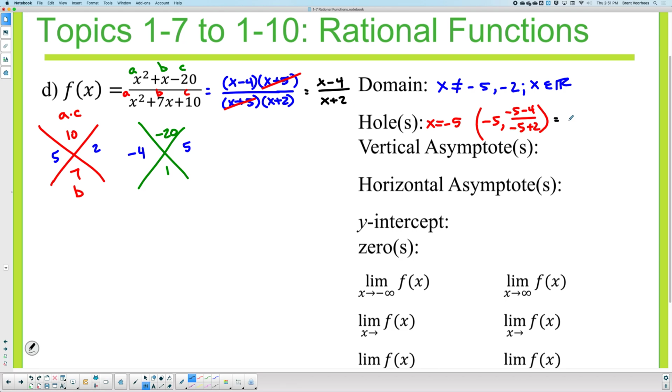Now I'll simplify that and find out that my hole will exist at -9 divided by -3. Negative 9 divided by negative 3 is positive 3. So I'll have a hole at that location there. Now the other discontinuity, the negative 2, will be a vertical asymptote.